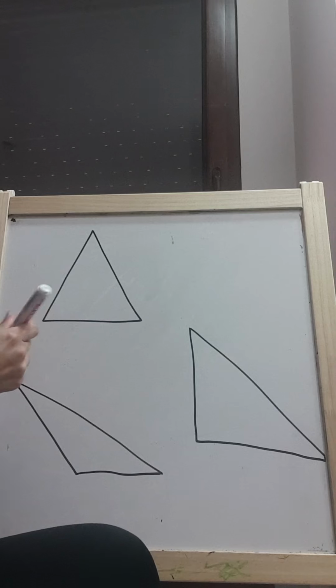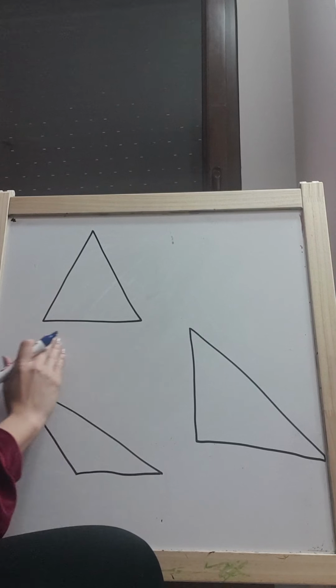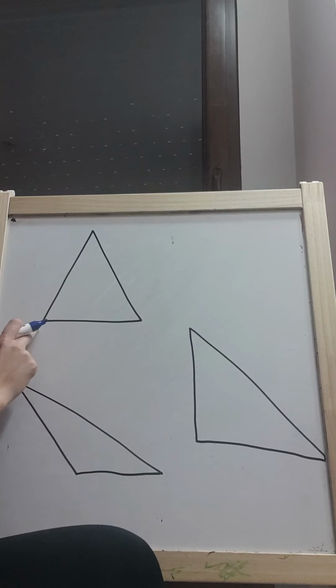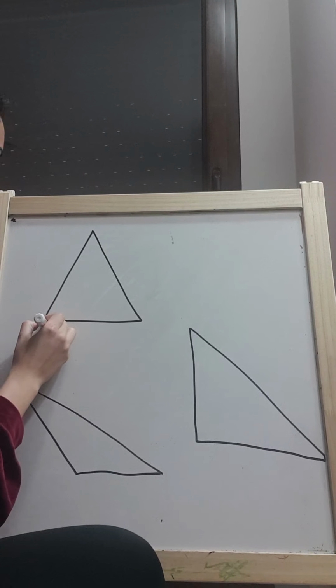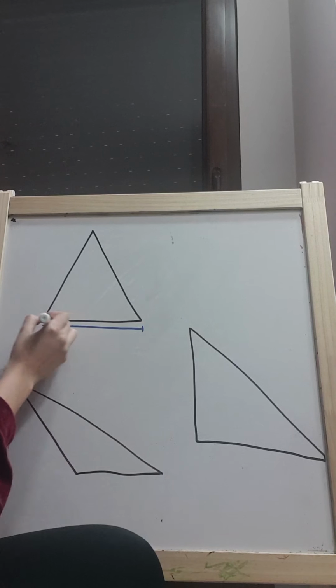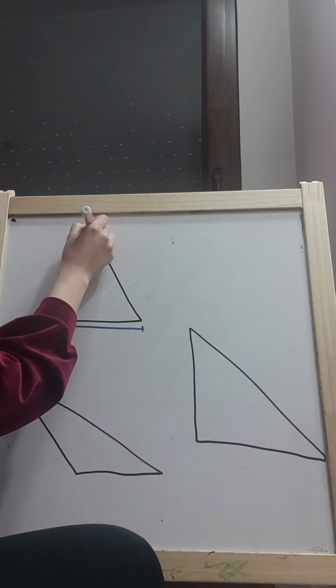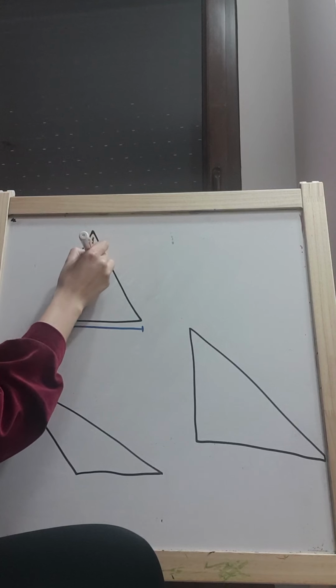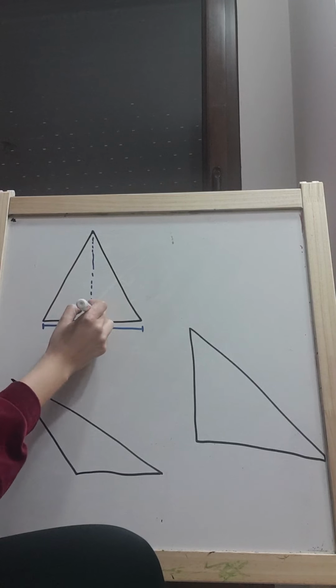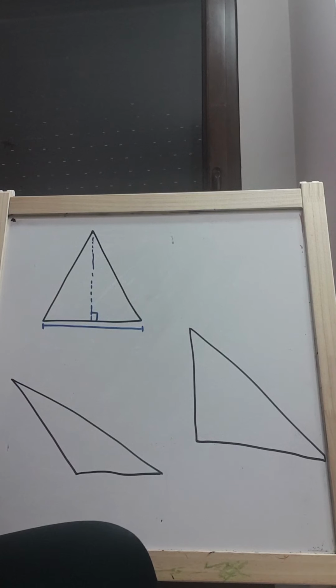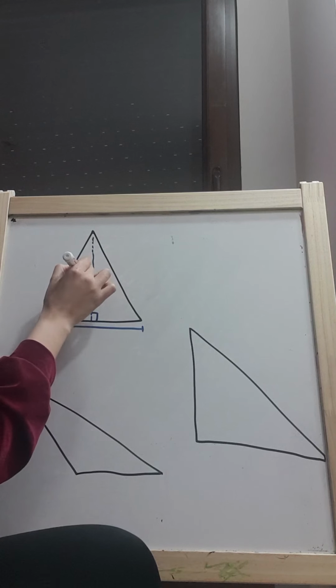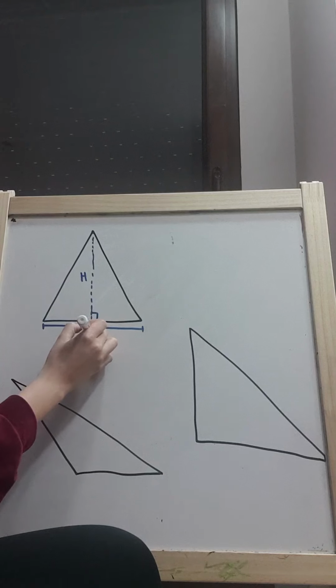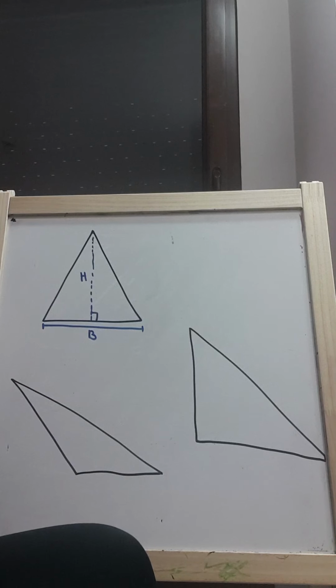First of all, the acute triangle. If this is the base, I look at the opposite vertex and I draw a line that is perpendicular to that base. So this is the height and this is the base.